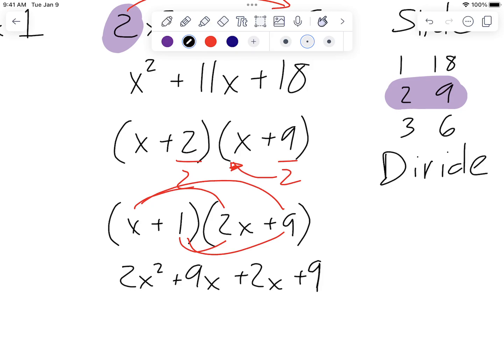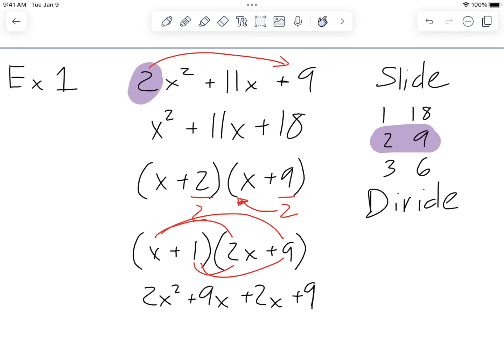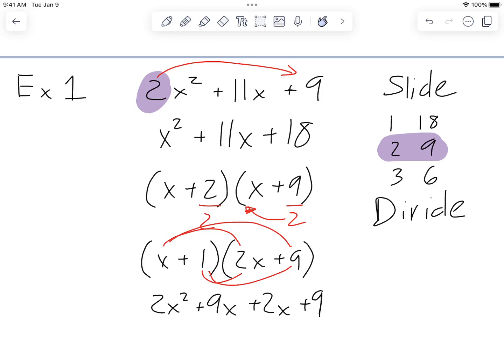All right, now let's check to see if this, when we add our like terms, works out. So we've got a 2x squared here, right? And so that matches, that's good. That's why one of these terms had to be an x and one had to be a 2x in our factors to make that 2x squared. Then if we look at our like terms, we've got a 9x and a 2x. Those would add together to make our 11x. And then our constant is 9, so we did that right.